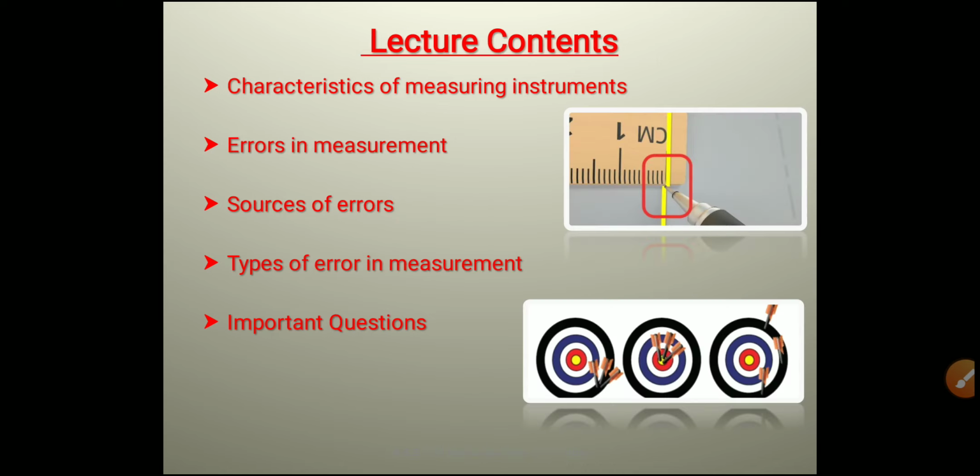Today we are going to study the characteristics of measuring instruments. There are two types of characteristics of instrument. First is static, second dynamic. Then errors in measurement. In every measurement there is an error. So today we are going to discuss what kind of errors actually are included in our measurement. Then sources of errors, types of errors in measurement, and important questions as per the board point of view. So let us start with our content.